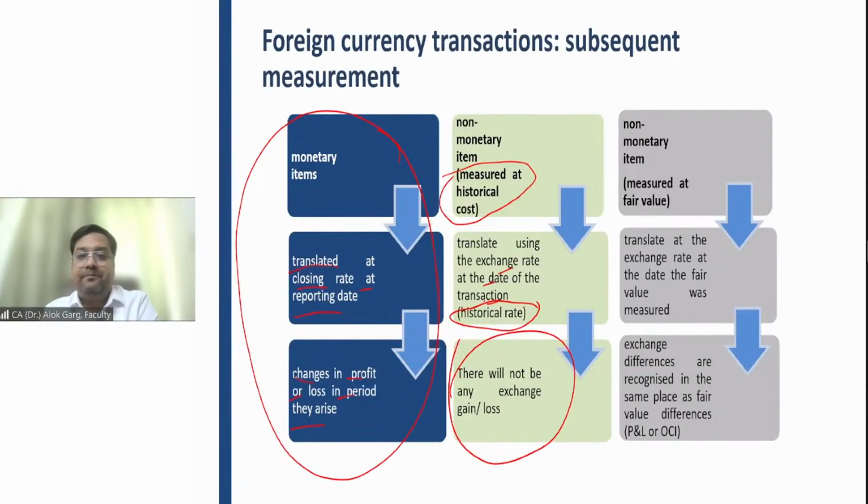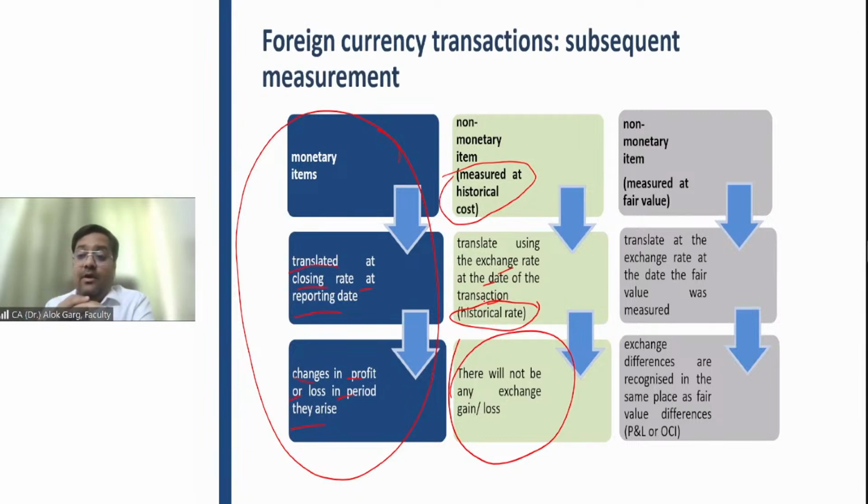Okay sir, this is very easy. But what happens if you have applied a fair value model for your non-monetary item? For example, you have purchased a machinery or you have purchased a building. You have purchased a building in USA. You are an Indian company and you have purchased a building for your guest house in US. So building is a non-monetary item. It is PPE, and whatever payable is there, let's say it is your monetary item, and you have paid the money as well.